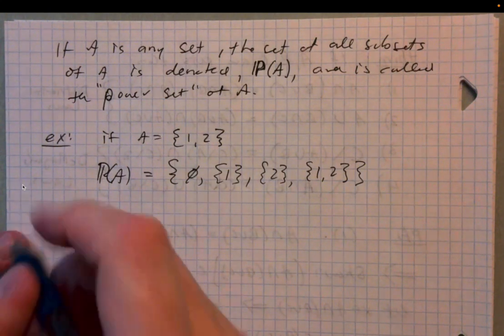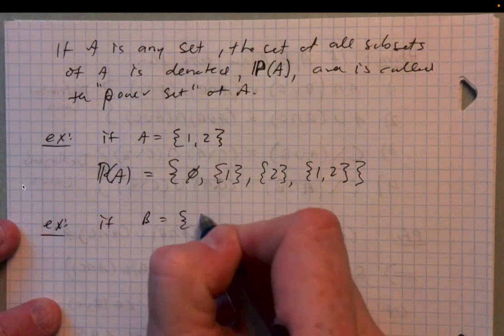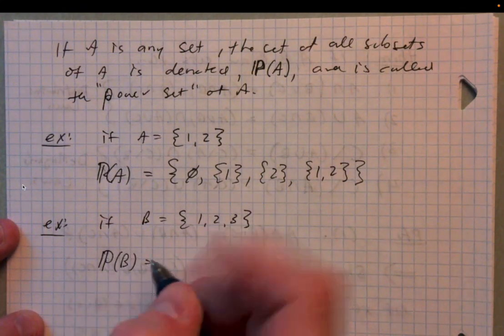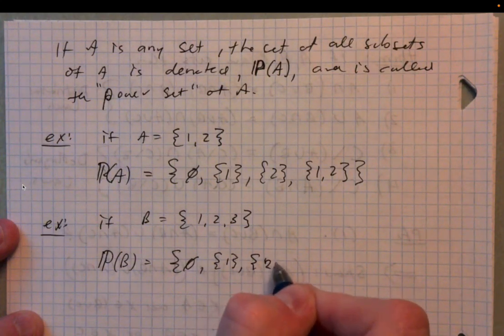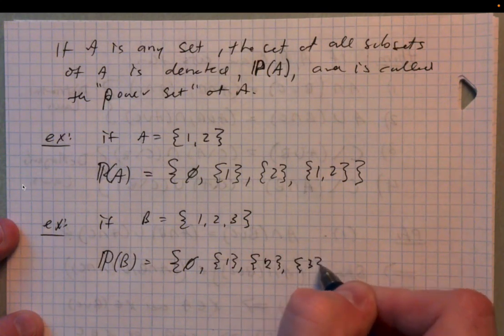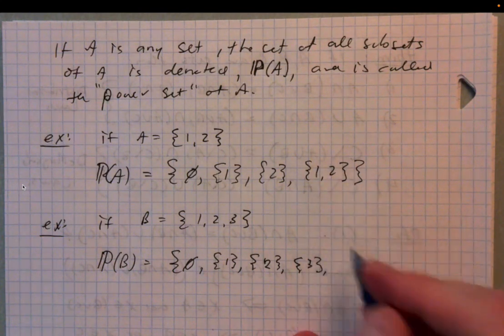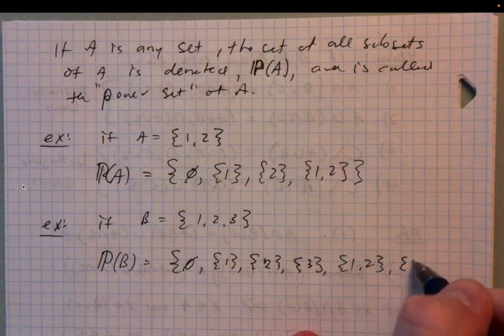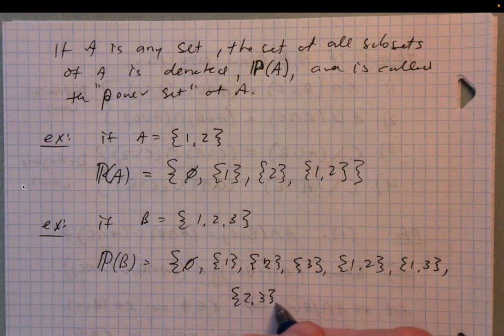Another example maybe, let's see. Let's say B is equal to the set 1, 2, and 3. Then the power set of B is equal to the empty set, the singletons, and then because there are 3 elements, it's not just the whole set automatically. You've got the doubles, so you've got 1 and 2, 1 and 3, and 2 and 3. And then, of course, you've got the whole set, 1, 2, and 3.